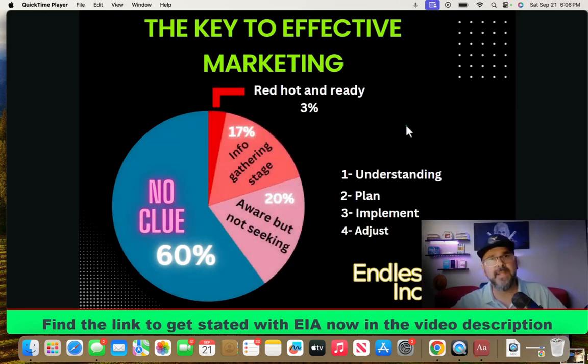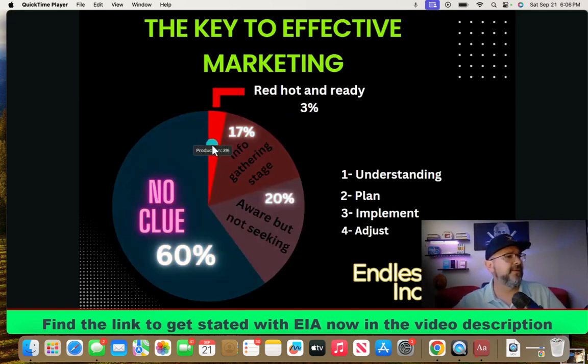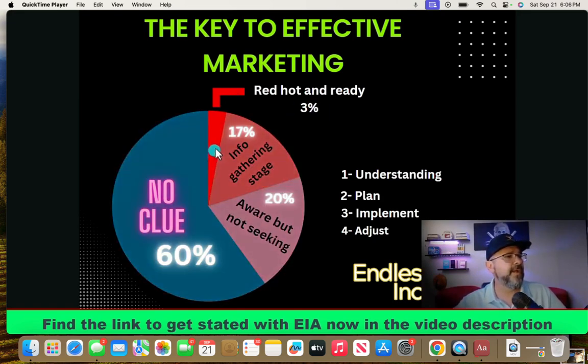So what do I mean by all of this? Really, really simply. There's a giant market out there of affiliates and digital marketers and all the rest that are marketing to people. The majority of people that they're marketing to are 3%. That's literally 3% right here, this red hot section that is ready to buy right now. And that's who they're marketing to.